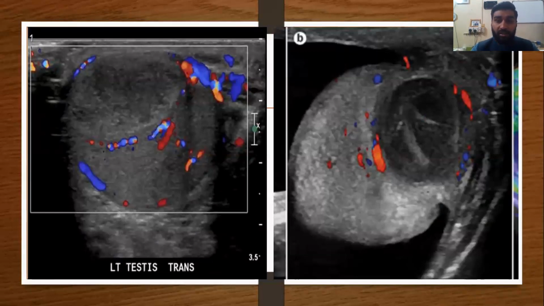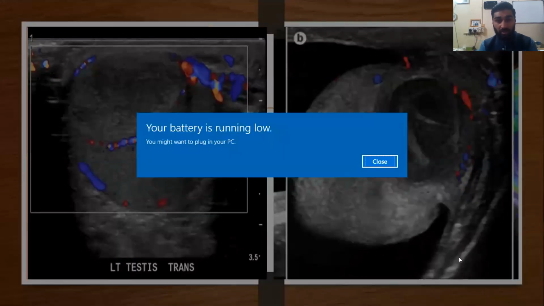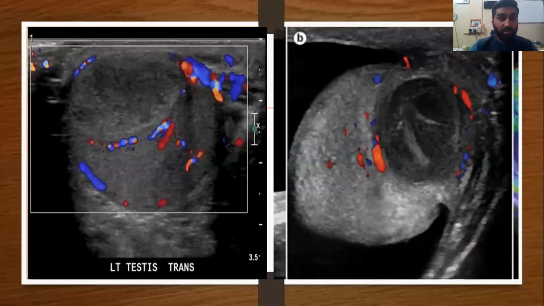Another case of testicular abscess, with different sonographic features and appearances. In the image on the left, you can see a hypoechoic area with surrounding vascularity. Similarly, in the image on the right, a hypoechoic area of a complex mass with no internal vascularity, presenting an intratesticular abscess.